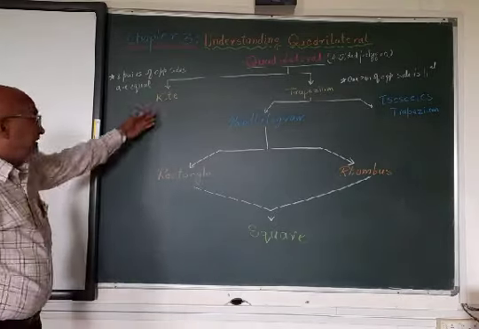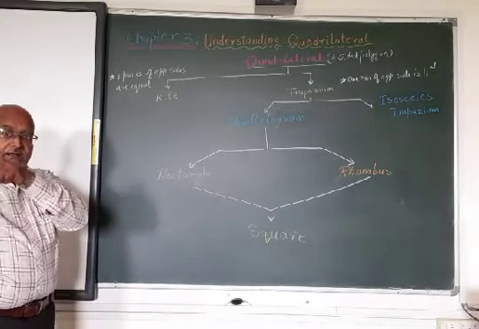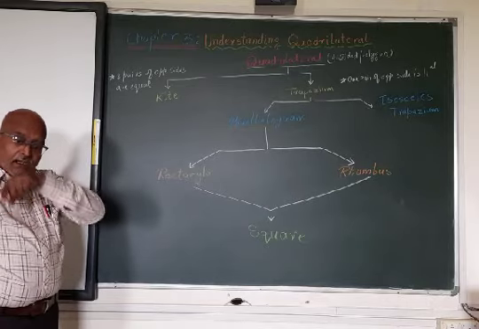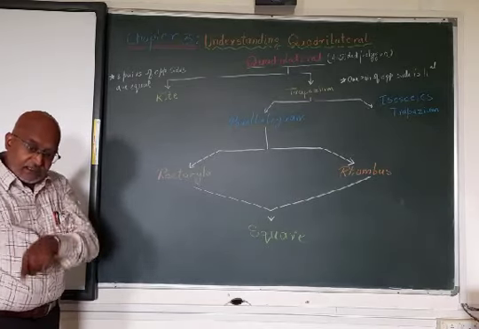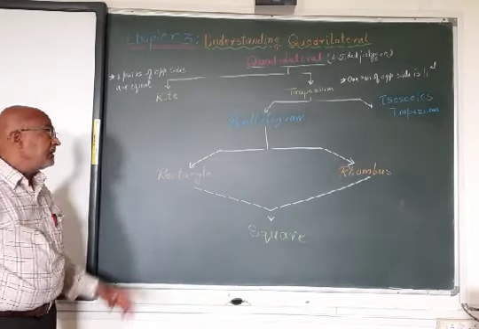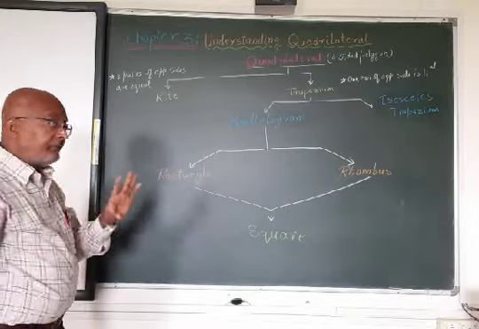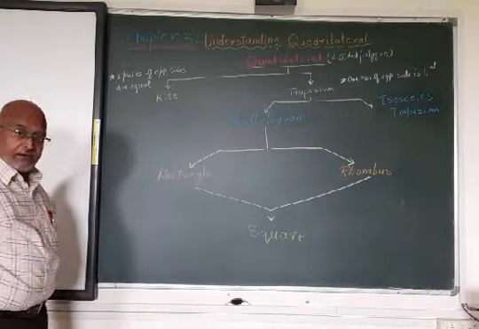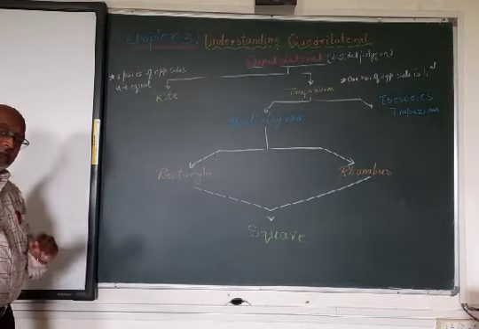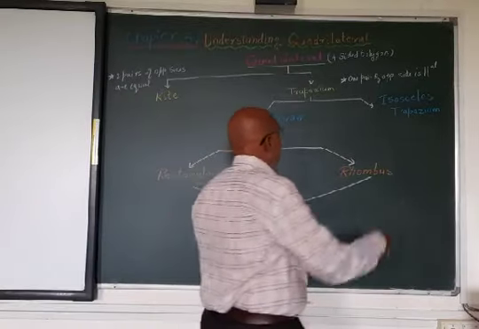Means suppose ABCD is the kite. A, B, C and D. Then AB and AD will be equal, and BC and DC will also be equal. But all four cannot be equal. Got it clear? So that is known as kite. Any other property? We'll introduce the property of diagonals also.